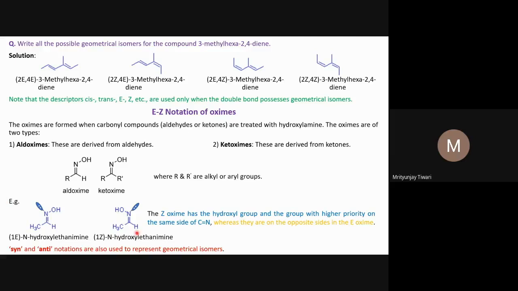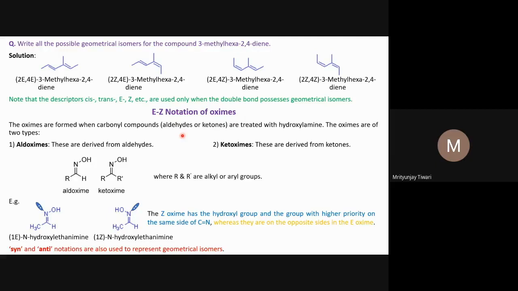You should also note that, because of the lone pair, hydroxylamine derivatives also show geometrical isomerism. What are these? Sorry, these are aldoximes or ketoximes. Oximes are formed when carbonyl compounds react with hydroxylamine, which means OH-NH2. The hydroxyl group is OH and the amine group is NH2, so there is an O-N bond. OH single bond NH2 is hydroxylamine.